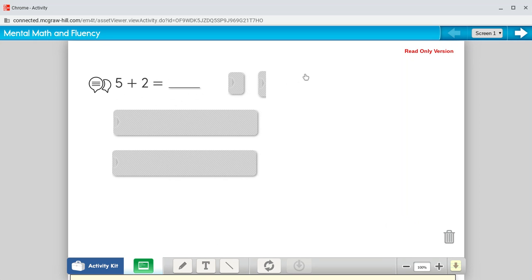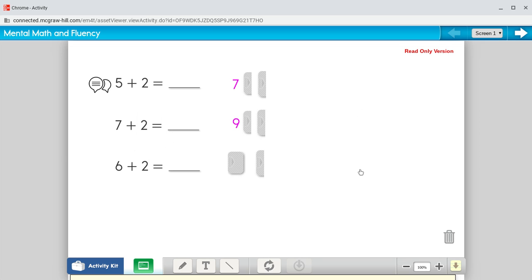5 plus 2. I'm sure you already said the answer. Fast, quick. What do you got for me? 7. You got it. Next one. 7 plus 2. If you said 9, you are correct. And number 3, 6 plus 2. If you said 8, you are correct.